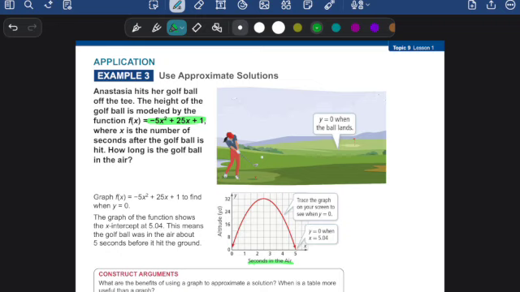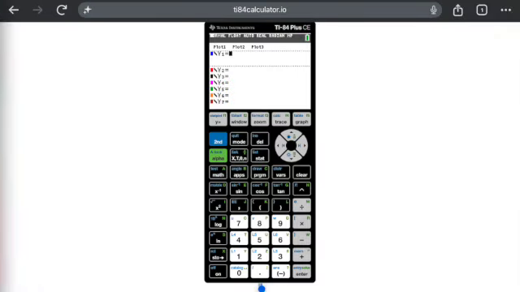How long is the golf ball in the air? Meaning from where it's hit, starting at 0, 0, to where it lands, starting at 0, something. We don't know where that is. So first, let's type this equation into our graphing calculator. So typing this into y equals negative 5x squared plus 25x plus 1, and then we can graph it.